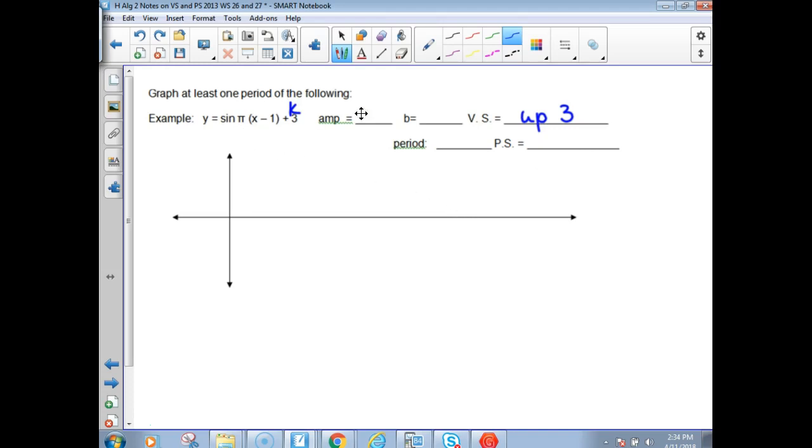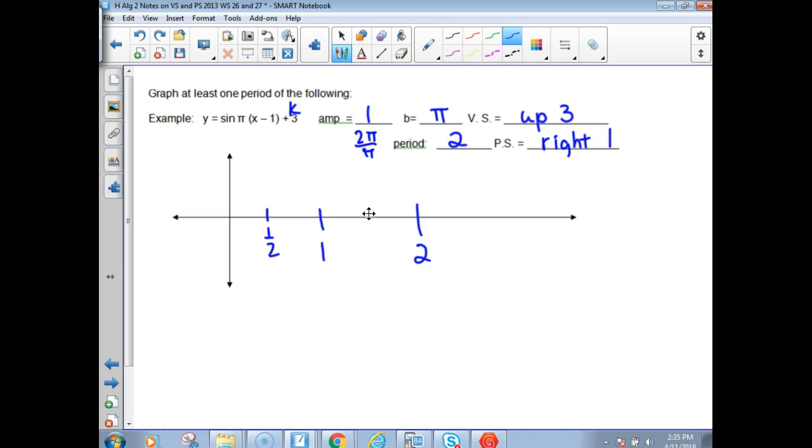All right, the amplitude is just 1. The B value is pi. So the period is 2 pi divided by pi, which is 2. And the phase shift is right 1. Okay, so I got a period of 2, and I'm going to be shifting right 1. So I'm not going to go too far out, but say I make that be 2. Then this would be 1, 1/2.